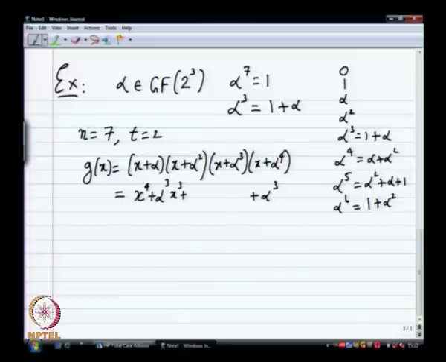What about x squared? It is simply x square, then x alpha. Okay. So, this is g of x. So, let us say we transmit the code word c of x, which equals the same thing. Okay. And just to be consistent with the way we have been writing, I will write c of x like this.